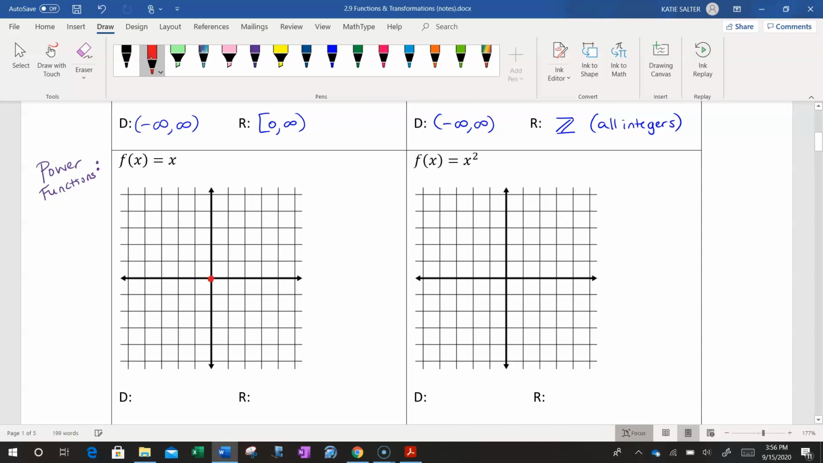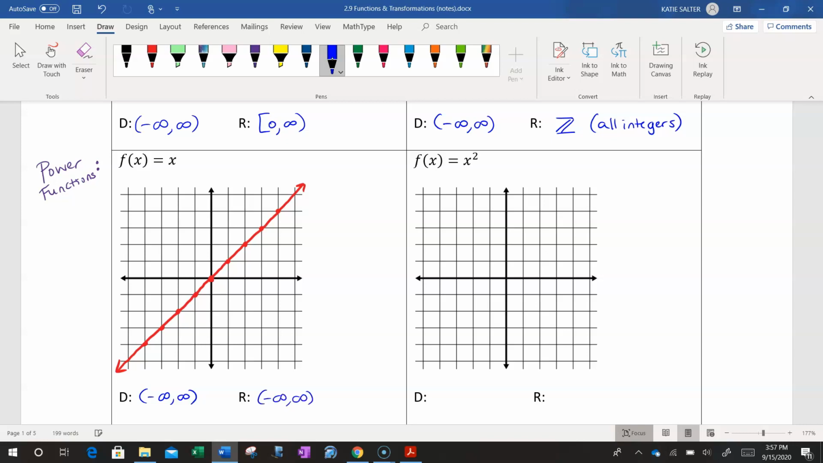It goes through the origin. It's like saying y equals x plus 0, and it has a slope of 1 over 1. Then as we change that y-intercept, that's what moves it up and down. And then as we change the slope, that's what would reflect it or shrink or stretch it. The domain is all real numbers, and the range is also all real numbers.